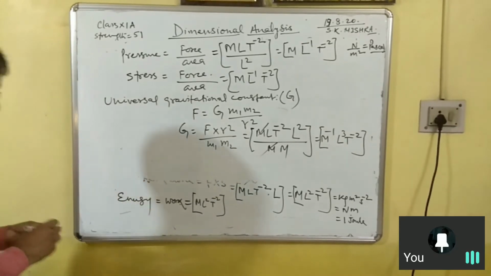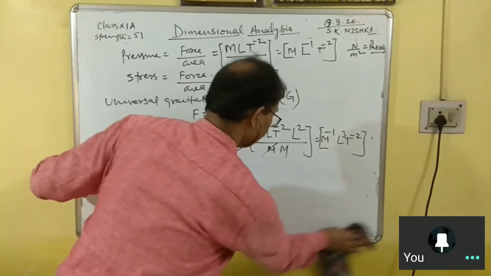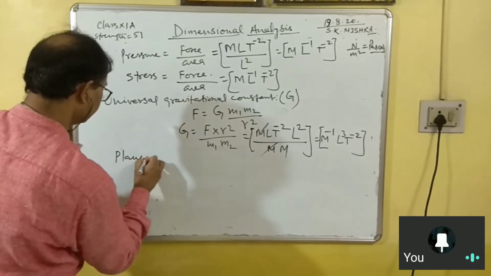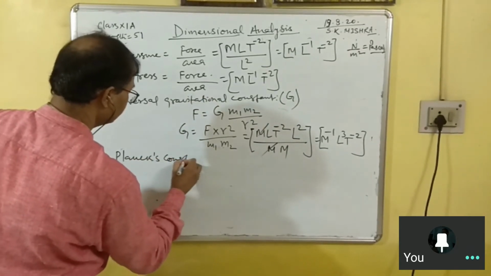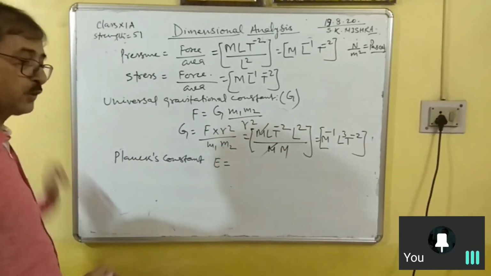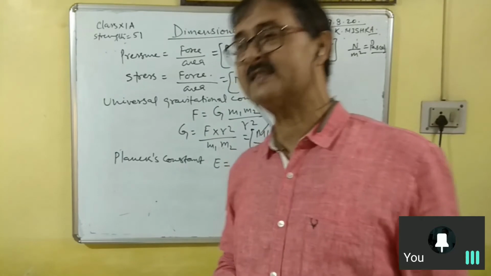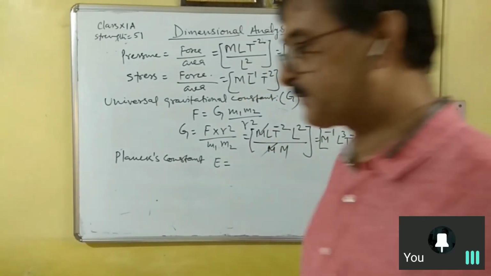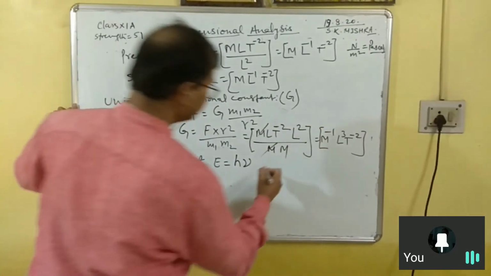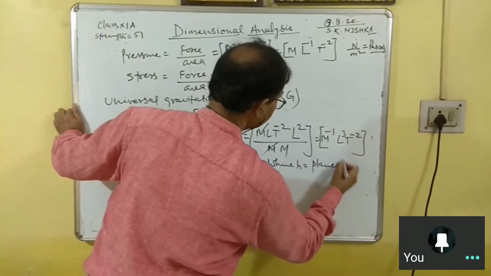Now another factor is Planck's constant. You know Max Planck, photon. What is a photon? Tiny packets of energy, and each packet contains energy equal to h nu. Nu is the frequency of radiation. This h is Planck's constant.